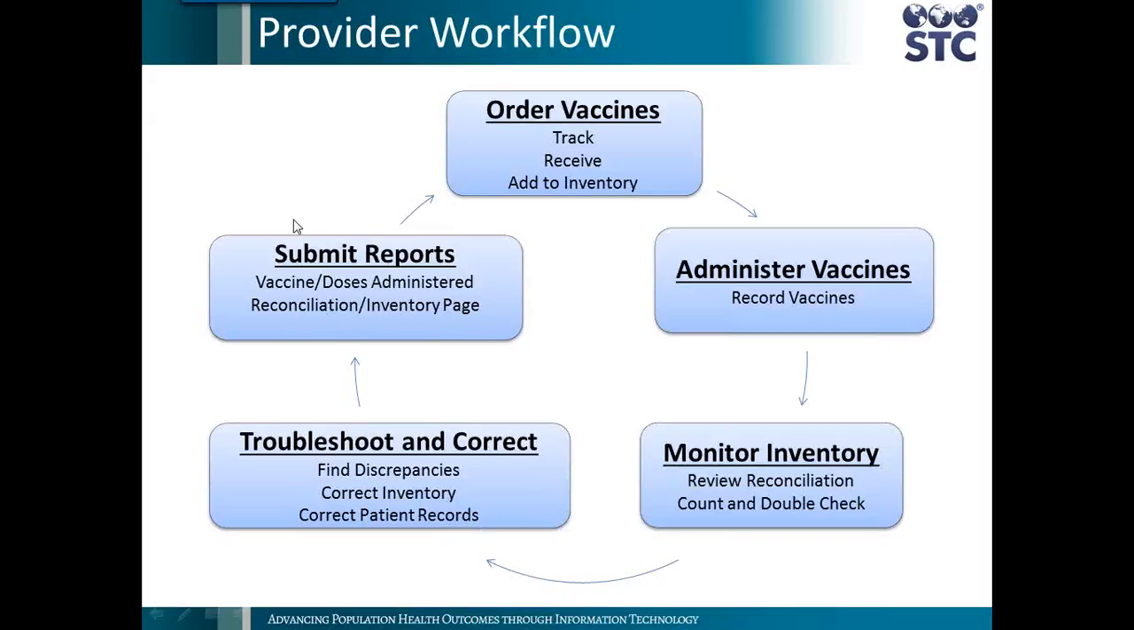So by this point, by the time you get to submitting your monthly reports through the system, those should be pretty well done for you. And just as a reminder, those are the vaccine or doses administered report, and then the reconciliation page, which is your inventory report. So those are the 2 online reports that you'll be submitting every month. And then once you have submitted your reports, then you can go back to ordering vaccines.